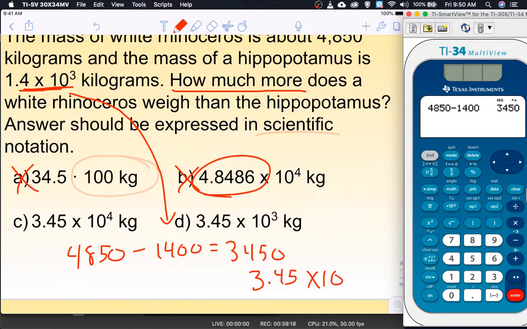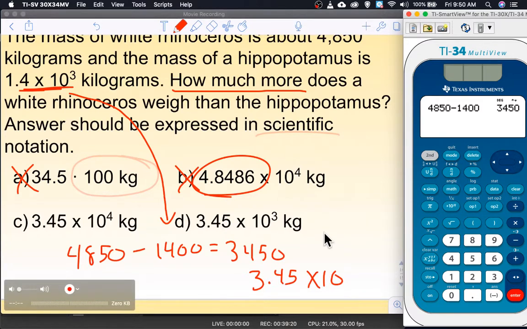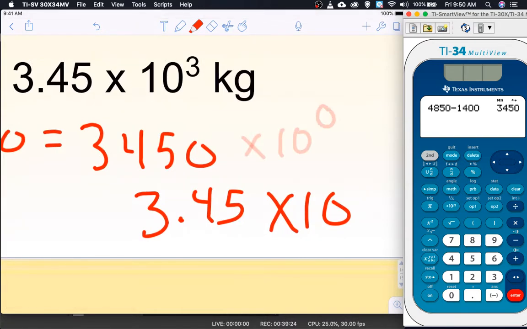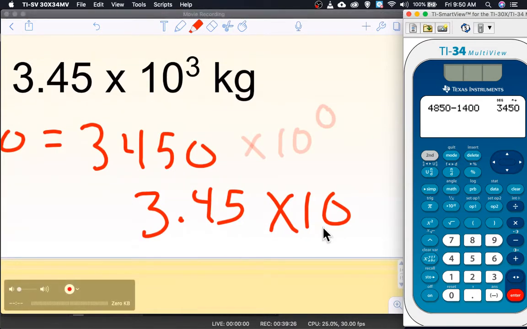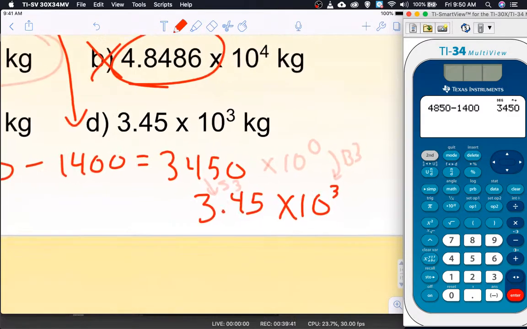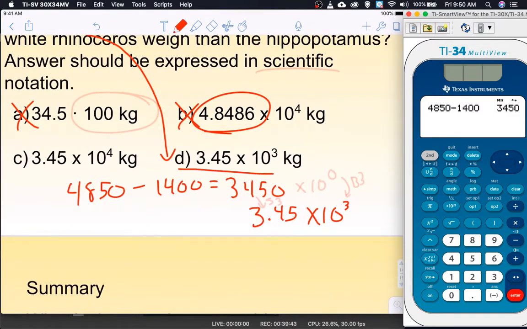Times 10 to what power? Well, we're going to add our ghost times 10 to the power of 0. My decimal piece got smaller by 1, 2, 3 places. My exponent gets bigger by 3 places, which makes this to the third power. The answer is letter D, not letter C.